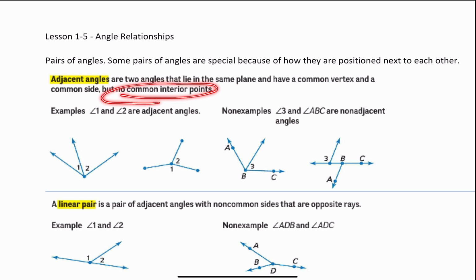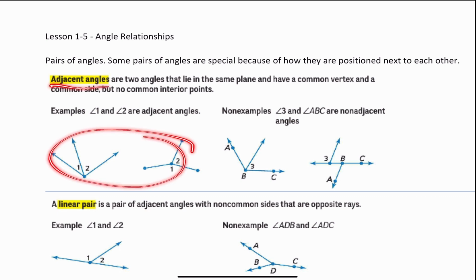So what this means here is that you can't have an angle inside another angle. We can see from example 1 over here, we have angle 1 and angle 2. They are adjacent because they share this common vertex and they share this common side, okay? Here, example 2, I got angle 1 and angle 2. They share this particular vertex and they share this common side. So these two examples here are considered adjacent angles.